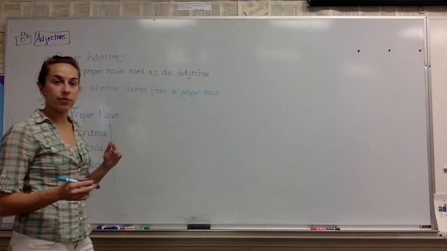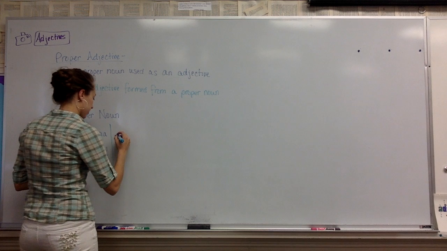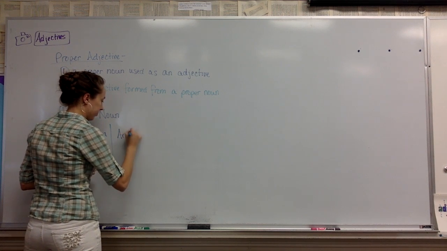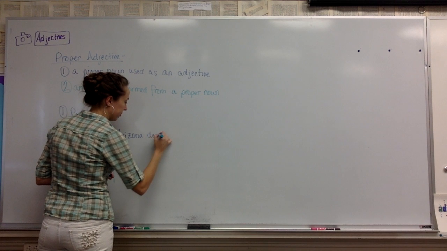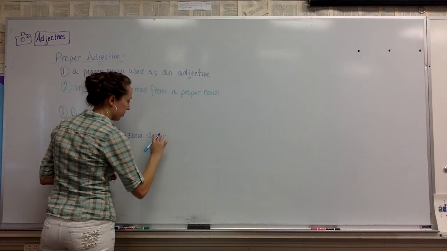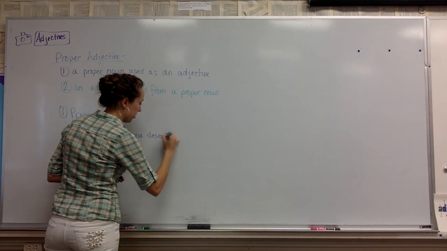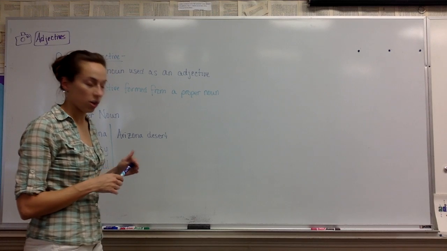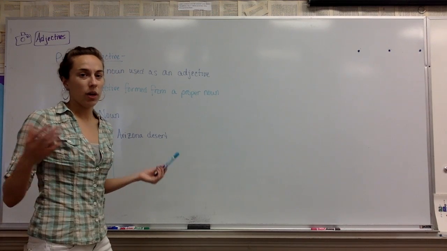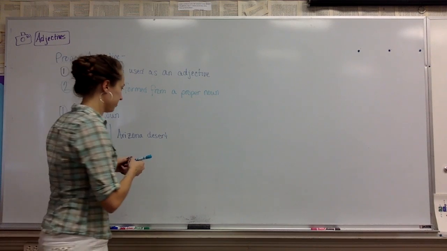So we might have an Arizona desert. Only one S in desert. And this answers the question of what kind of desert. What kind of desert are we talking about? We're talking about an Arizona desert.